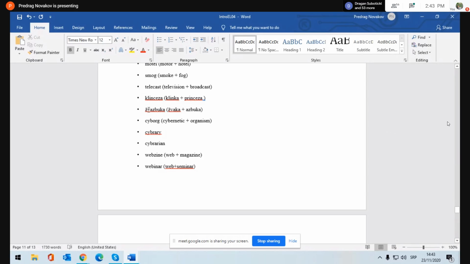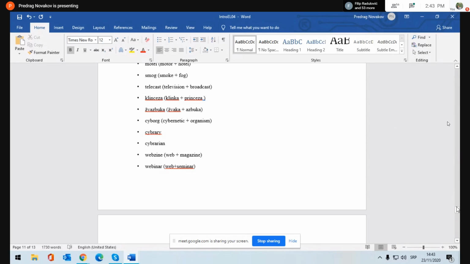Quite a long time ago, there was a specific kind of žvazbuka. What do you think it was? It was a bubble gum, chewing gum, in the shape of letters, okay? So it was žvaka plus azbuka. It does not really exist anymore, but it is a blend, okay?